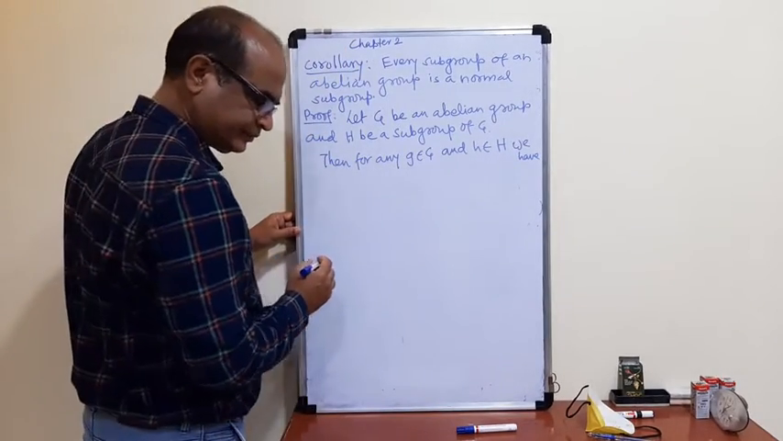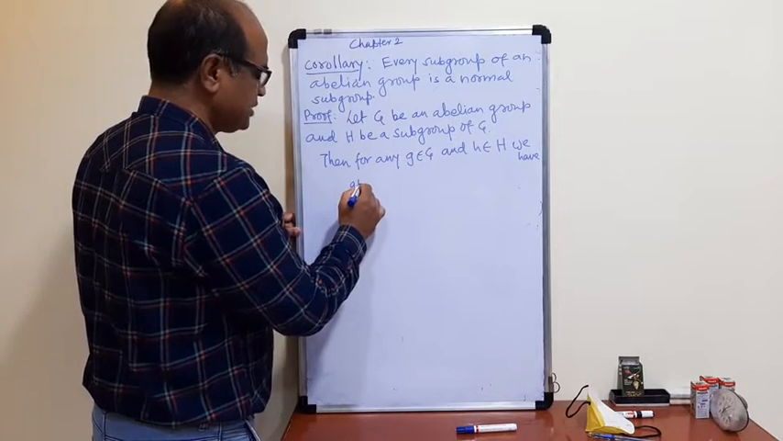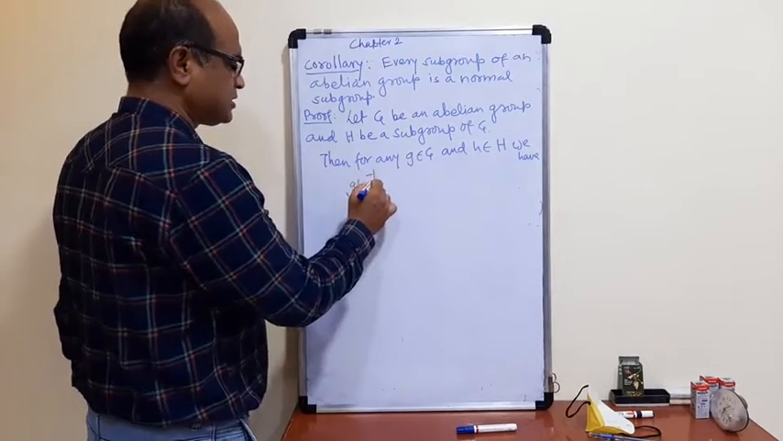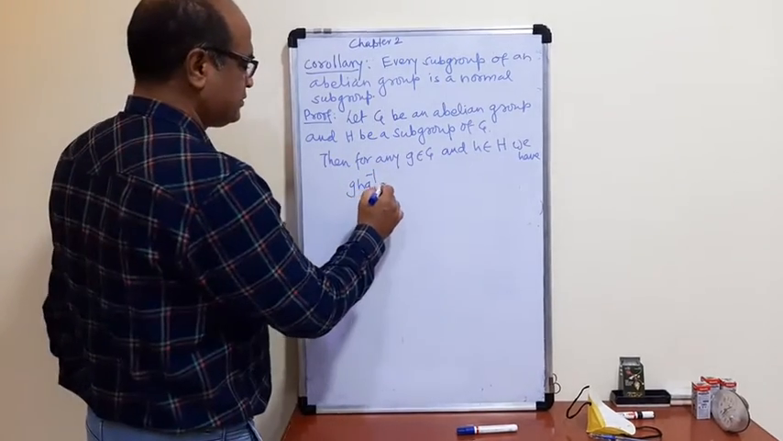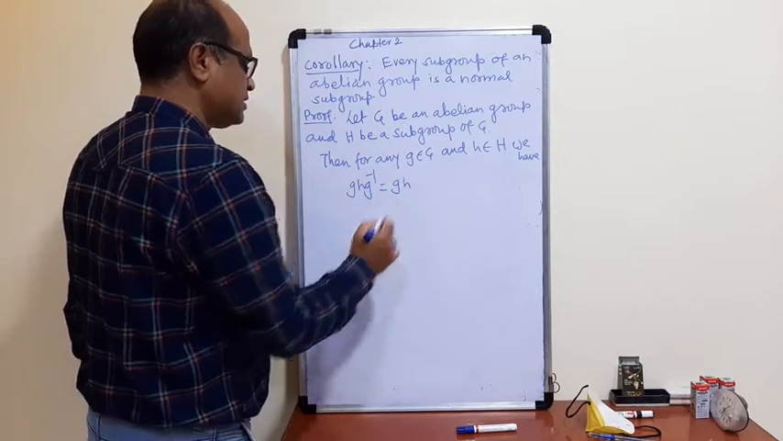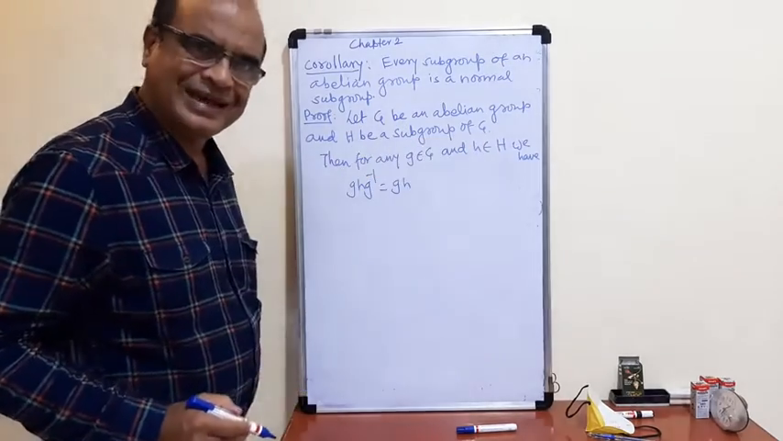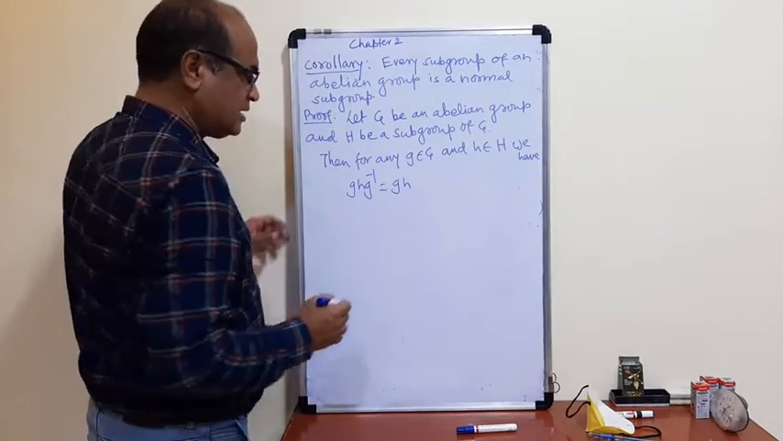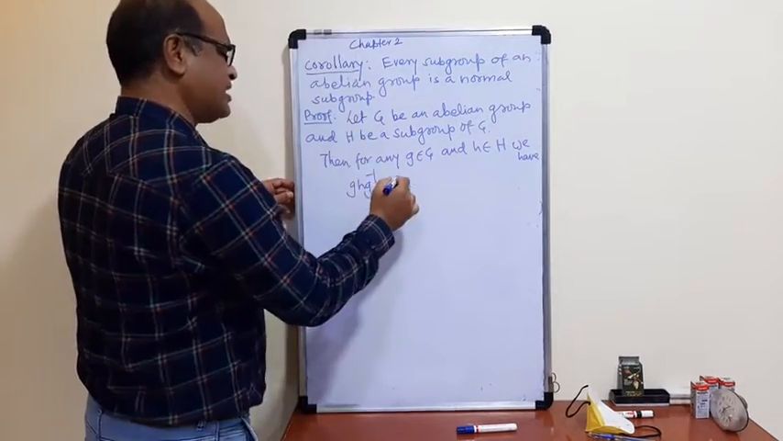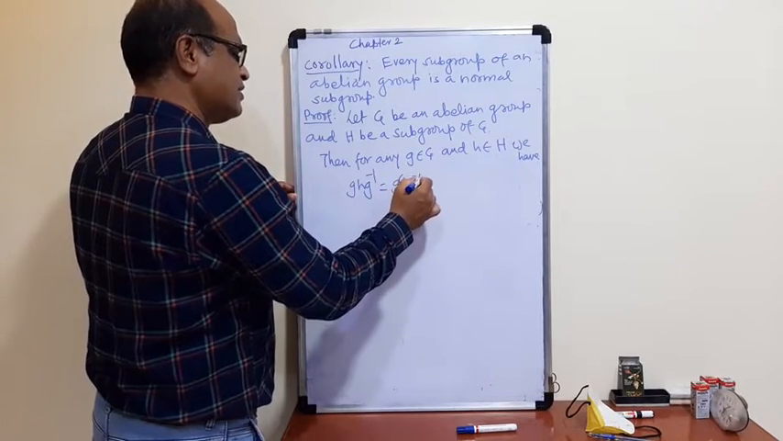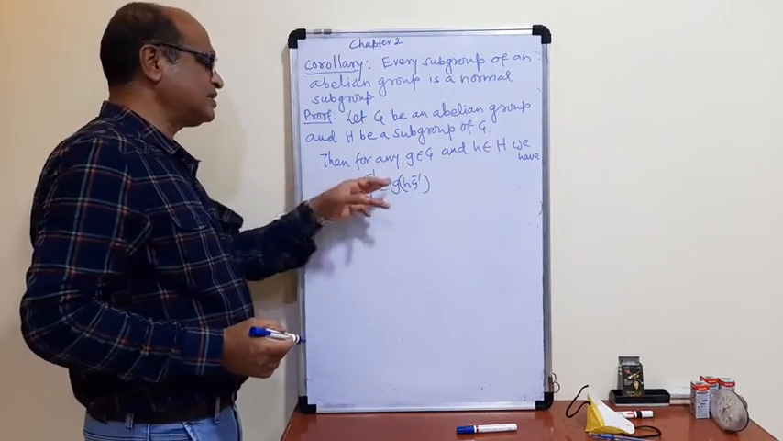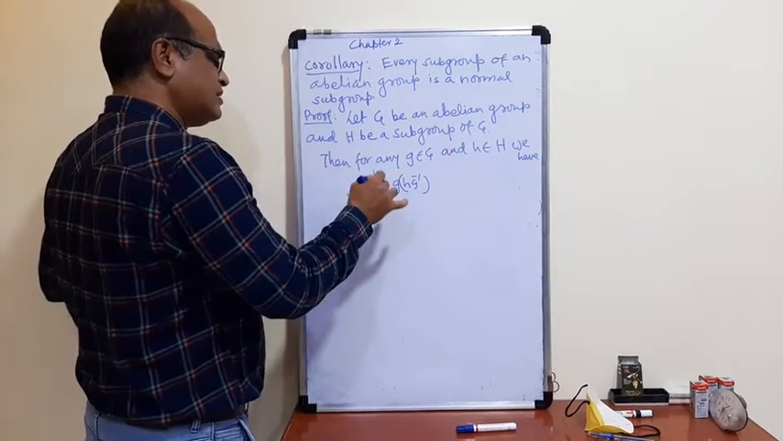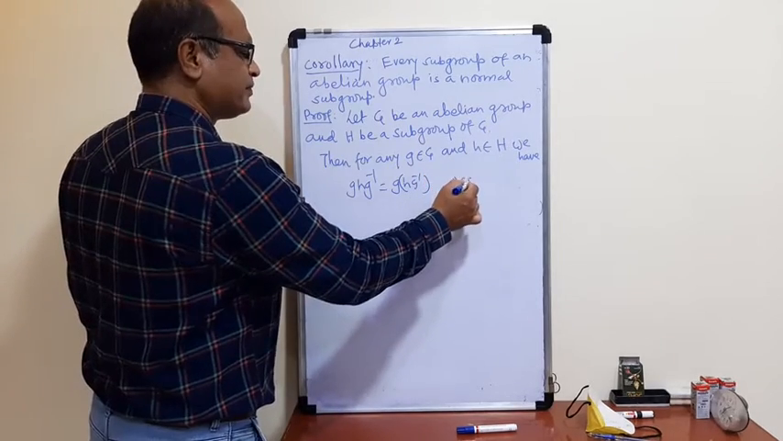So what happened here? g h g inverse is equal to g h, so h is an element of the set H. So g h g inverse can be written as g times h g inverse, using associativity.